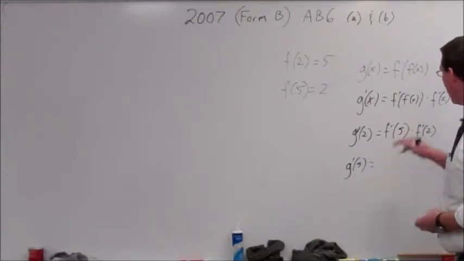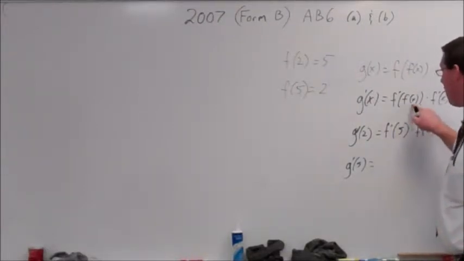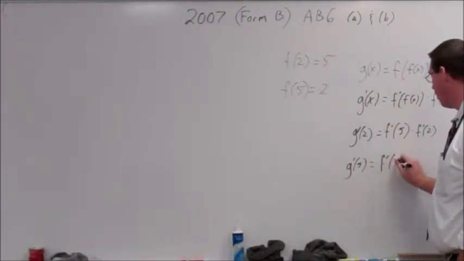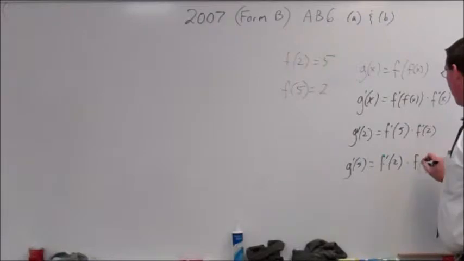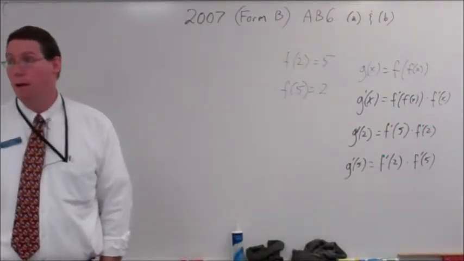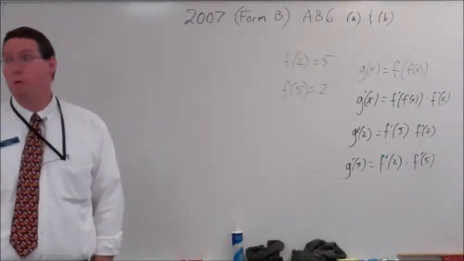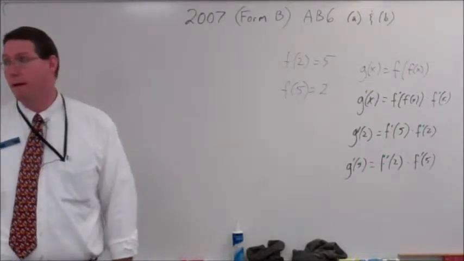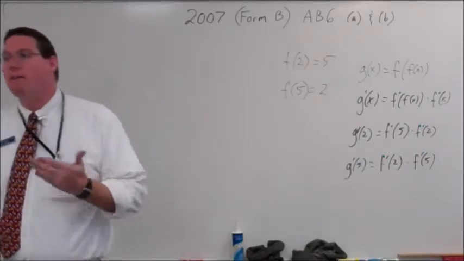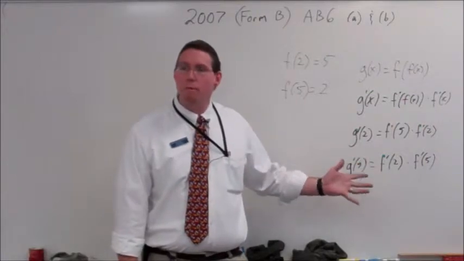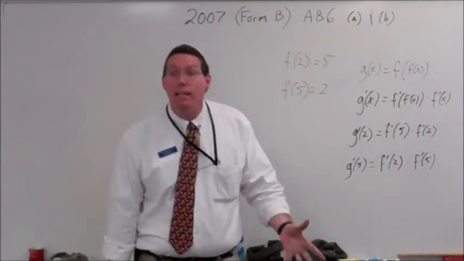All right, so now let's plug. We need f prime of f of 5. And what's f of 5? 2. So we need f prime of 2 times f prime of 5. Oh, look at that. That's exactly right, which means that they're equal. It says show that g prime of 2 is equal to g prime of 5. Boom! They're the same. Equal doesn't mean numerically equal, even though this would be numerically equal. Equal means having the same expression.